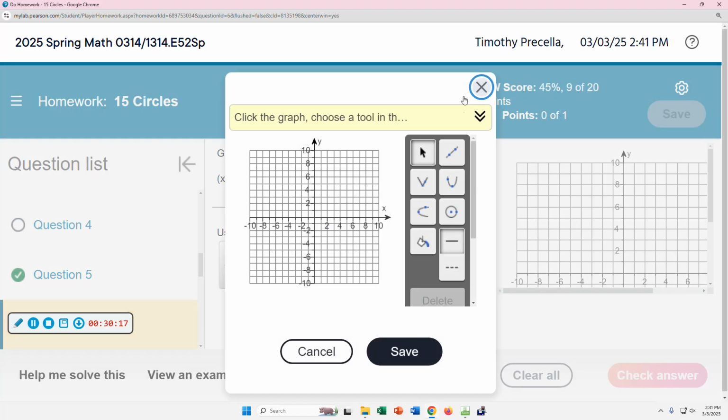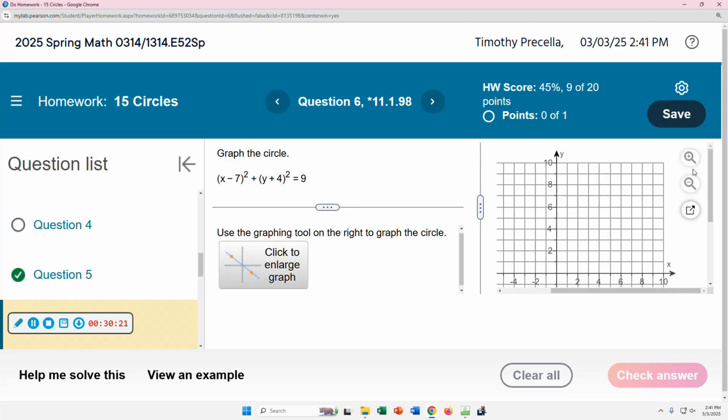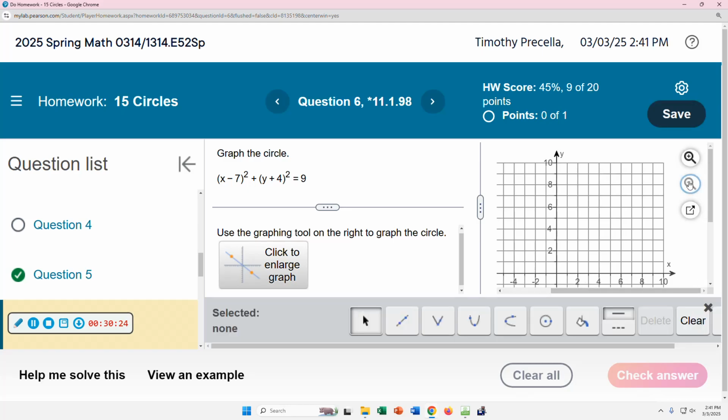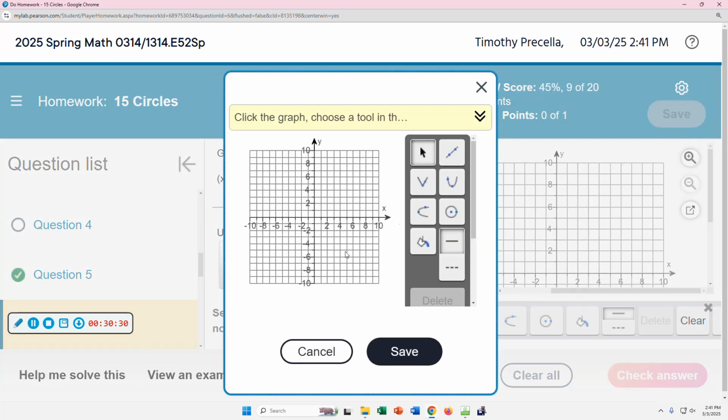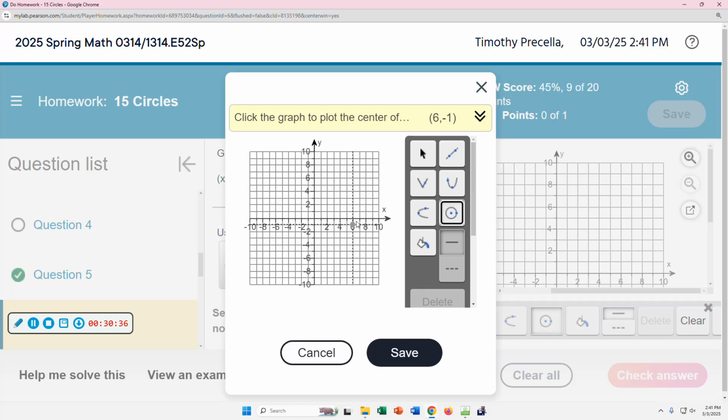Hey, you know what? Let's just try this, Tim. If you want to try using this, what if we did this? I can't let you make it any smaller. I think we're going to have the whole thing like that. Okay, you click the circle. The center is at 7, -4. So right 7, down 4. Is that 7, -4? No. There. Click it.